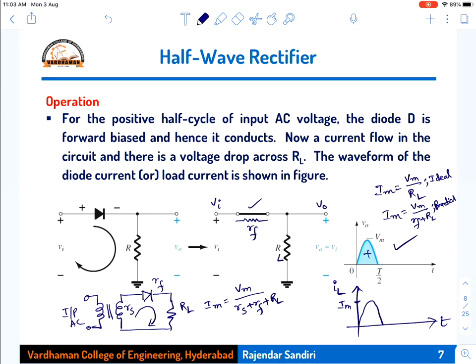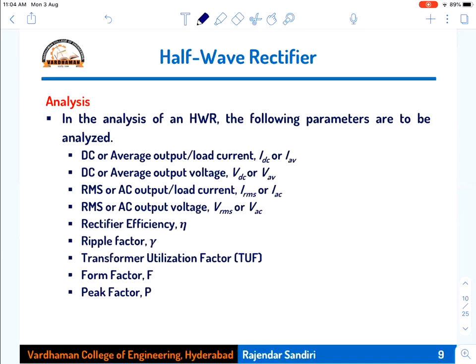But you should know, if all these three are there in series, then its equivalent resistance is Rs plus Rf plus RL. Then the relationship between Im and Vm is Im is equal to Vm by Rs plus Rf plus RL. Okay. So now we'll start doing the derivations one by one.